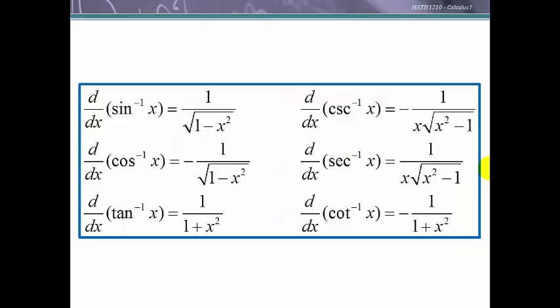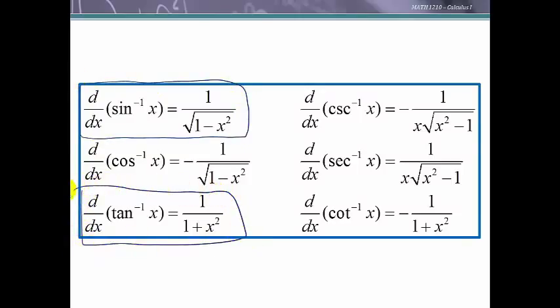Derivatives of our other inverse trig functions are listed here, and they could be derived in the same way. The two that are commonly used and commonly occur, you're going to need those, particularly in Calc 2 as we're doing integrals, we see these quite a bit, are the two that we derive. So these are the two that you need to have memorized.